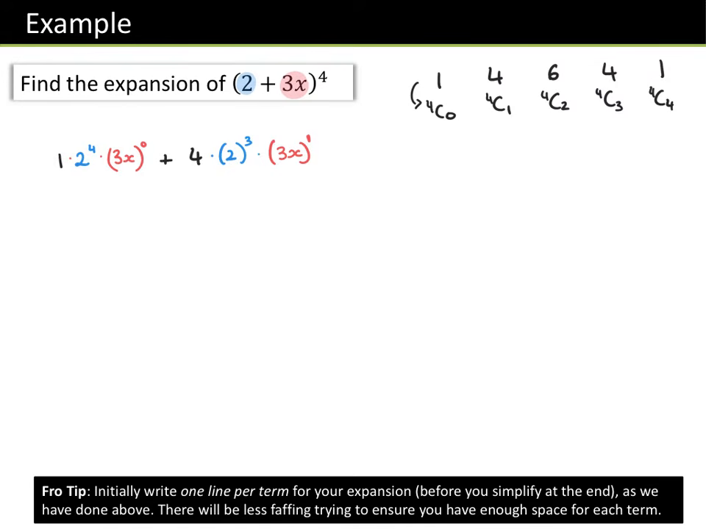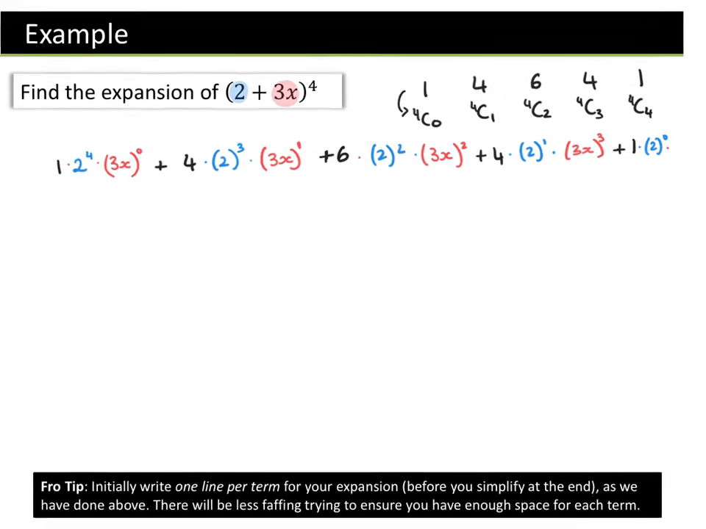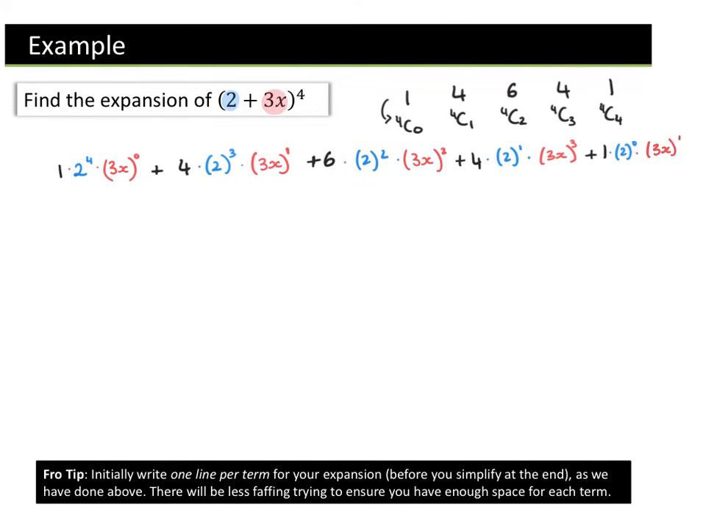So then we're going to have plus 6 multiplied by 2 to the power of 2, oh golly, I've used the wrong colour, 2 to the power of 2 times 3x to the power of 2, plus 4 lots of 2 to the power of 1 times 3x to the power of 3, plus 1 lot of 2 to the power of 0 times 3x to the power of 4.